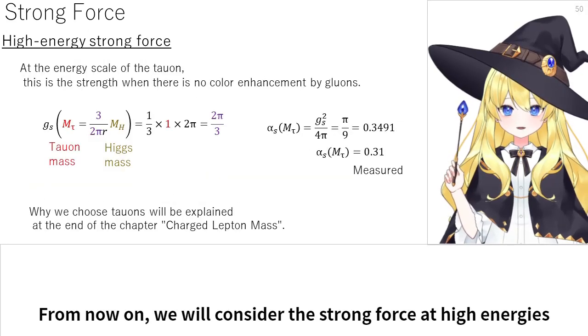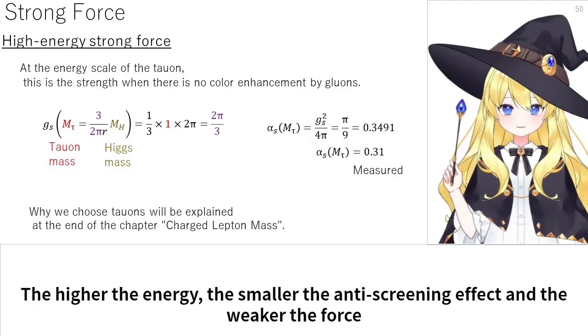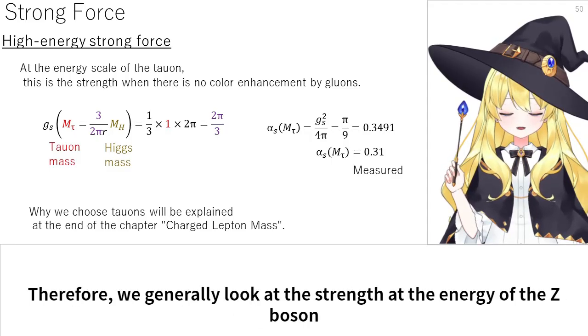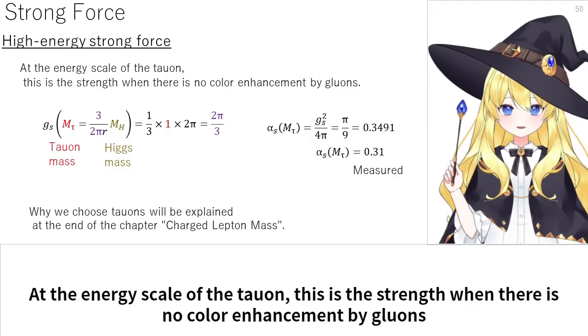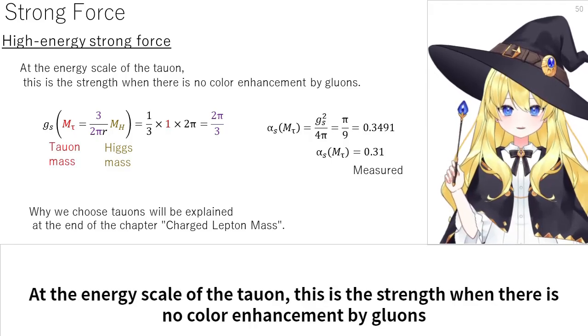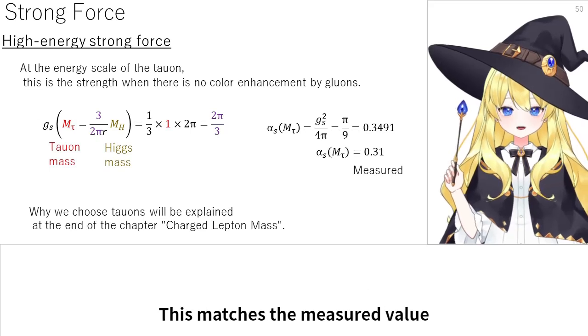From now on, we will consider the strong force at high energies. The higher the energy, the smaller the anti-screening effect and the weaker the force. Therefore, we generally look at the strength at the energy of the Z boson. Here, however, we will look at it at the energy scale of the tauon. At the energy scale of the tauon, this is the strength when there is no color enhancement by gluons. This matches the measured value.